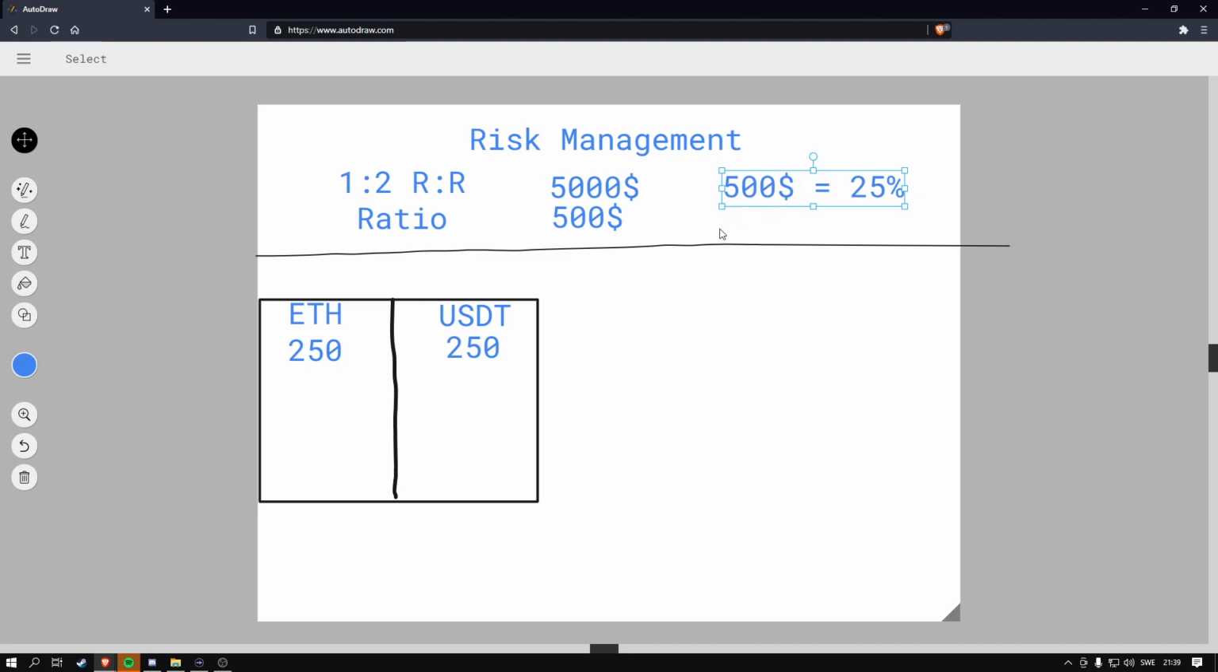This is what I'm doing right now, compounding. But let's say I'm at this level and I made 25% in 1 week. How much would that be?